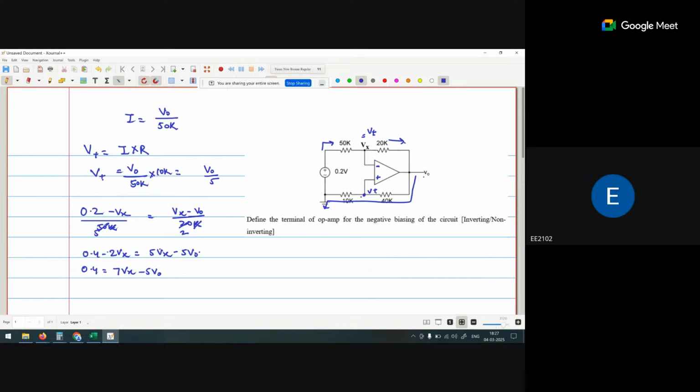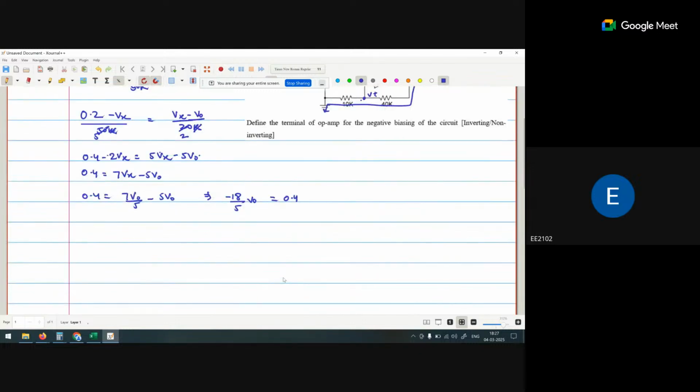What is the value of Vx? Vx is V positive. So 0.4 is equal to 7V naught by 5 minus 5V naught. This implies minus 18 by 5 V naught is equal to 0.4, and V naught is equal to minus 1 by 9 volt.